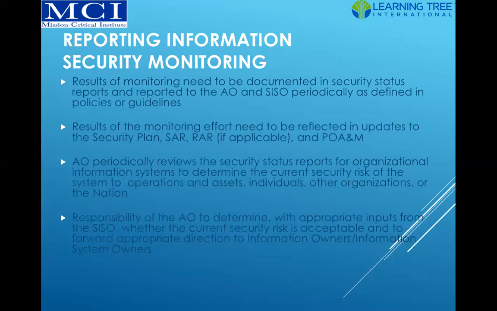The AO periodically reviews the security status reports for organizational information systems to determine the current security risk of the system to operations and assets, individuals, other organizations, or the nation. It is the responsibility of the AO to determine, with appropriate input from the CISO, whether the current security risk is acceptable and to forward appropriate direction to information owners and information system owners.